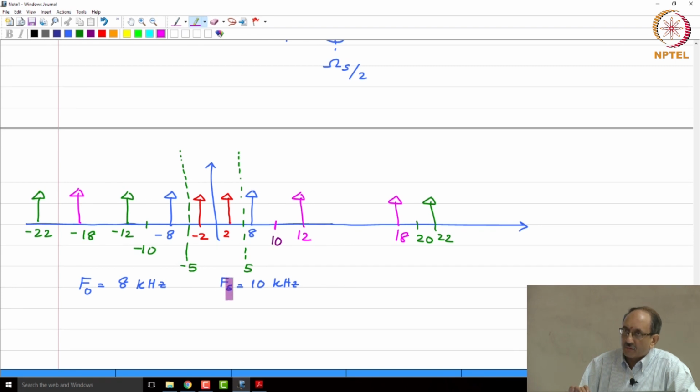So, this is the spectrum. When you have a given underlying spectrum Xc of omega, if you want to sample it at omega s or Fs, all you need to do is repeat that spectrum with a periodicity of omega s or Fs, and then focus on the interval between minus Fs by 2 to plus Fs by 2. That is all. And here is an example of aliasing. 8 kilohertz behaves as if it were a 2 kilohertz signal.